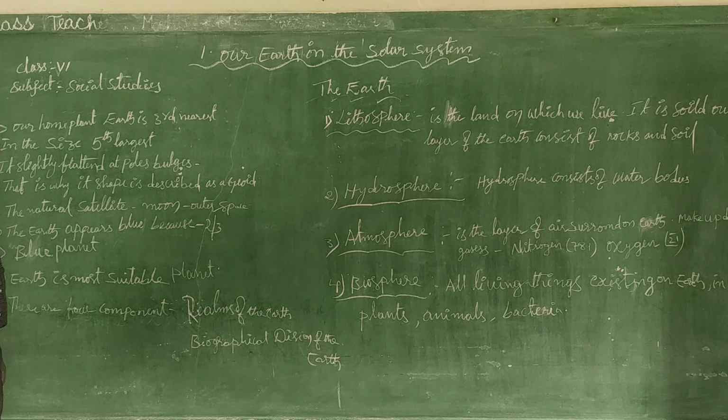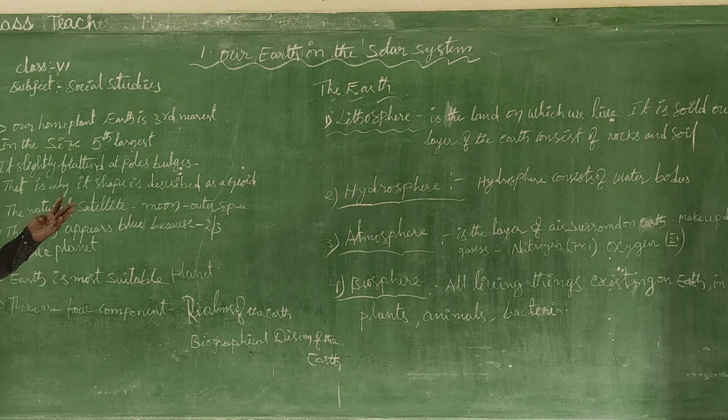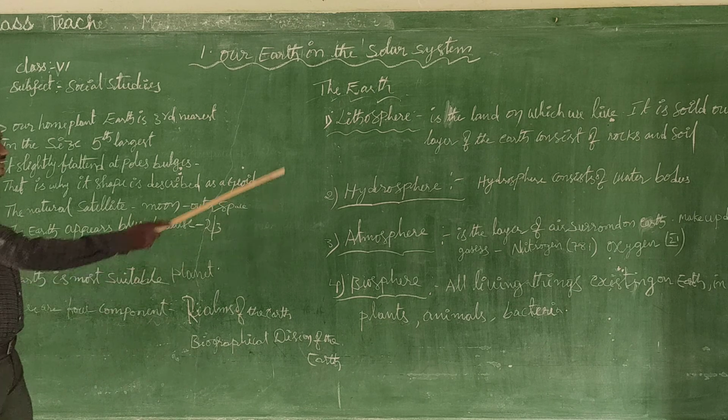There are 8 planets in the solar system. Do you know, children, the 8 planets in the solar system? Already in previous class we have discussed. What are the 8 planets in the solar system? Mercury, Venus, Earth, Mars, Jupiter, Saturn, Uranus, and Neptune. These are the 8 planets in the solar system. Among the 8 planets, one of the most important planets is the Earth.